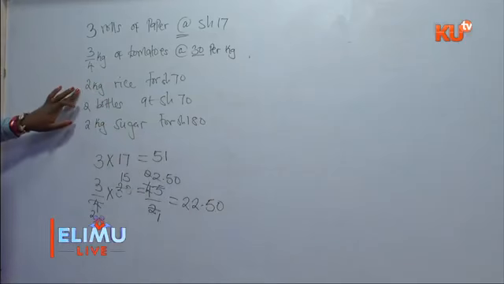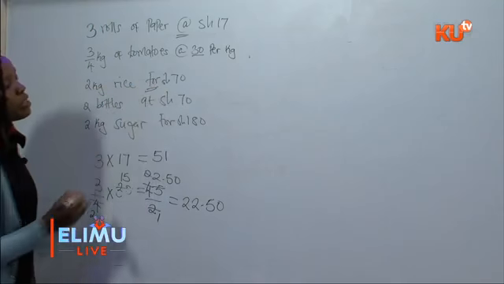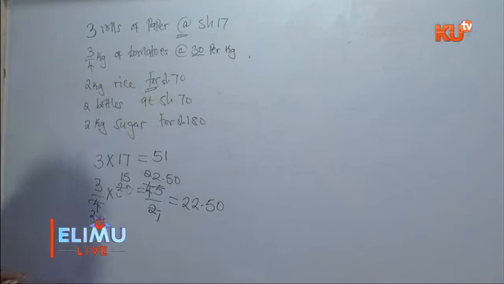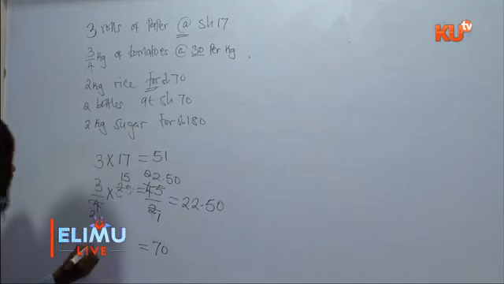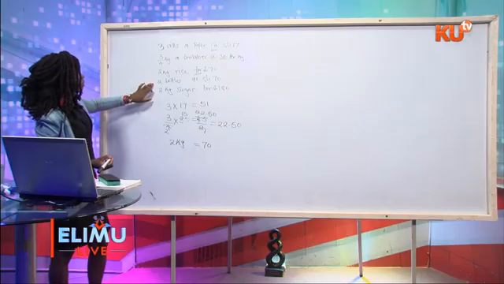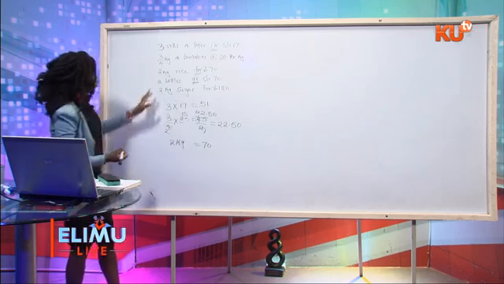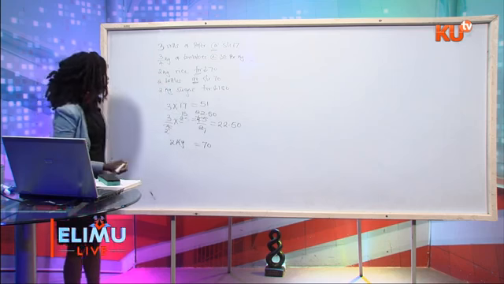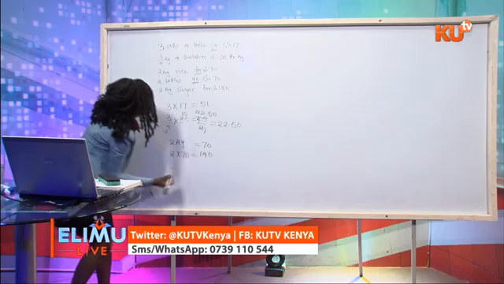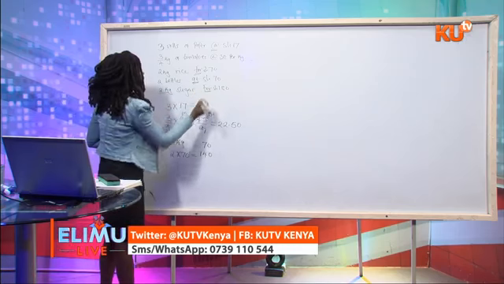Then we have 2 kgs of rice for 70 shillings. For represents the total cost of the item. So meaning the 2 kgs costed 70 shillings. So we'll come here and write 70 shillings for the 2 kgs of rice. Then we have 2 bottles of juice at 70 shillings. At means the cost of one item. So it is 2, the number of bottles, times the cost of one bottle. So it is 2 times 70, we get 140 shillings.